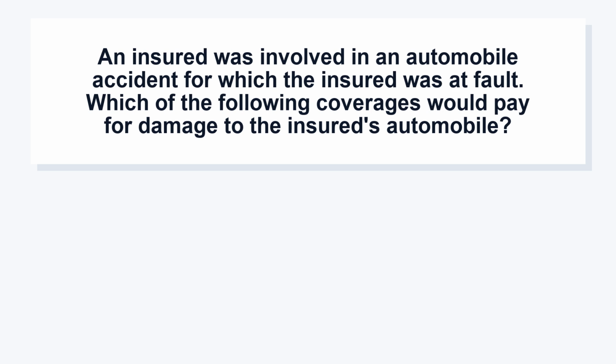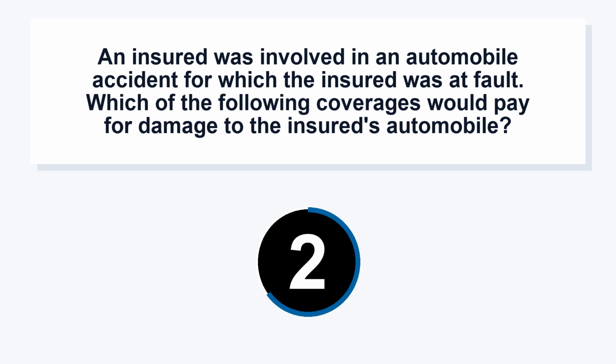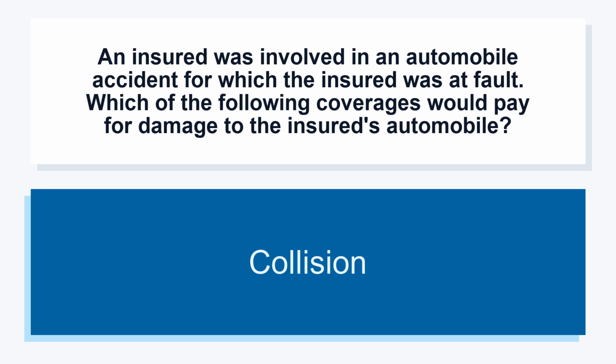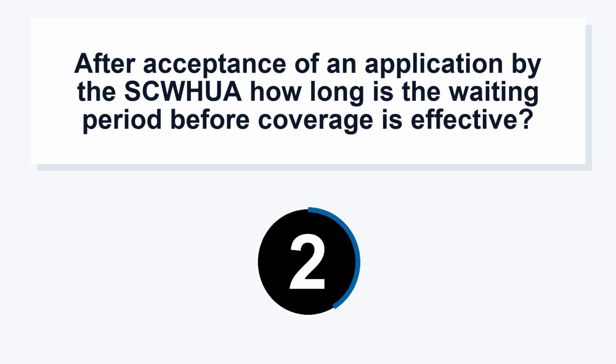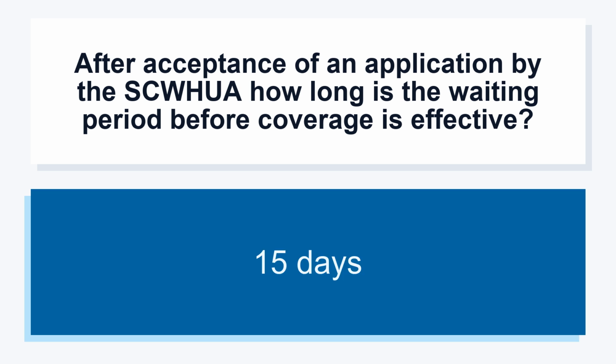An insured was involved in an automobile accident for which the insured was at fault. Which of the following coverages would pay for damage to the insured's automobile? Collision. After acceptance of an application by the SQA, how long is the waiting period before coverage is effective? 15 days.